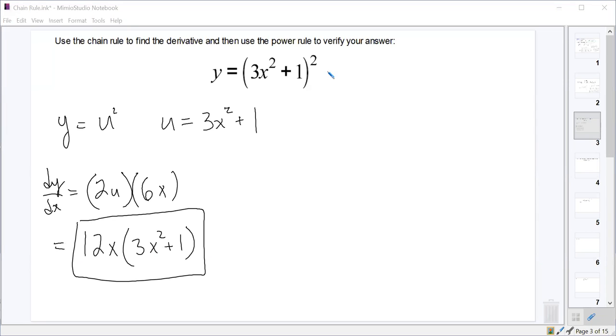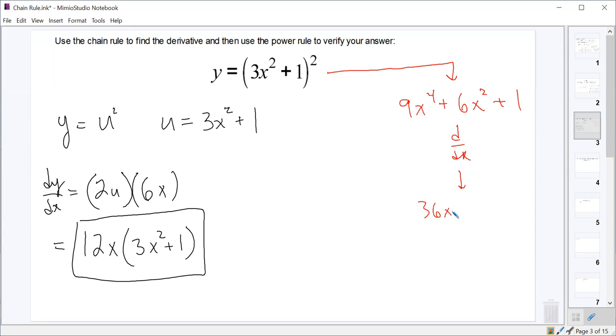Now we could show that this is true. If we distributed this out first, what would we get? We would get 9x to the 4th plus 6x squared plus 1, right? If you distributed this out first. And if you took the derivative, differentiate this, we'd get 36x cubed plus 12x. And well, sure looks like we could take a 12x out of that, right? And get 3x squared plus 1. Which looks exactly the same as what we got the other way with the chain rule.